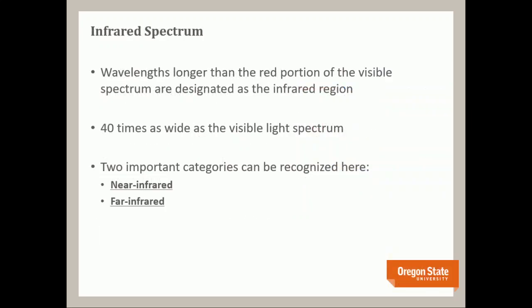Infrared spectrum. Wavelengths longer than the red portion of the visible spectrum are designated as the infrared region, 40 times as wide as the visible light spectrum. Two important categories can be recognized here: near infrared and far infrared.